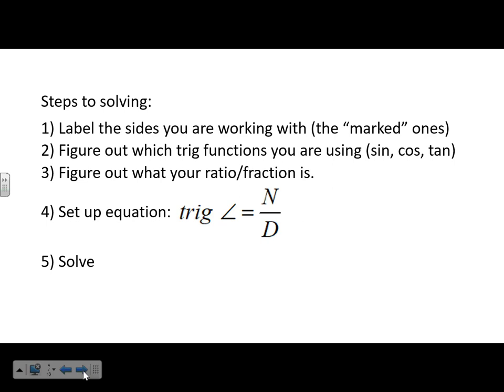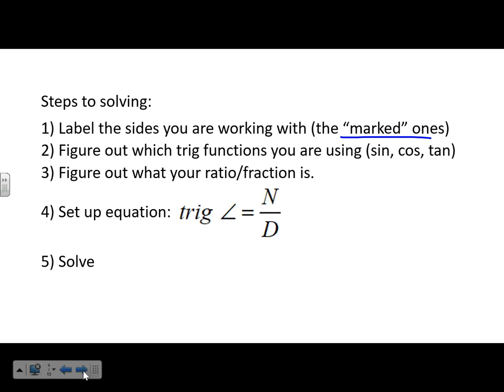So the first step is label the sides that you're working with. Now, I called the sides you're working with the marked sides. They could be marked with a variable or with a number. Usually in a triangle, 2 of them are marked and 1 of them is not. Step 2, figure out which trig function you are using. So we're using sine, cosine, or tangent, and again, you're going to use SOHCAHTOA for that. Then step 3, figure out what your ratio or what your fraction is.